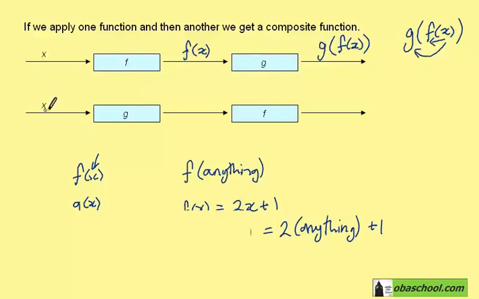We can do it the other way round. If x goes into g first, we get g of x output. This then acts as the input for f, so we get f of g of x. F of g of x tells us g is done first, and then f.